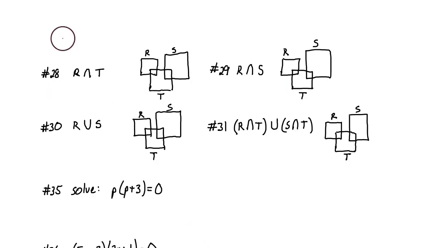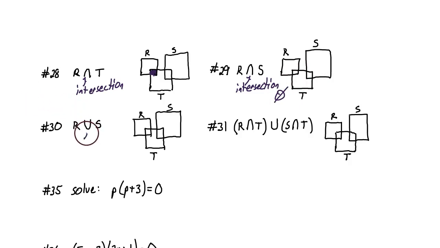Number 28, shade in the region of space that is the intersection of R and T. What region of space is in R and it is in T? It's this corner right here. This is inside the box for R and at the same time inside the box for T. Number 29, we're doing another intersection. The region of space that's in both of them. It has to be in R and it has to be in S. There is none. This one's empty set.